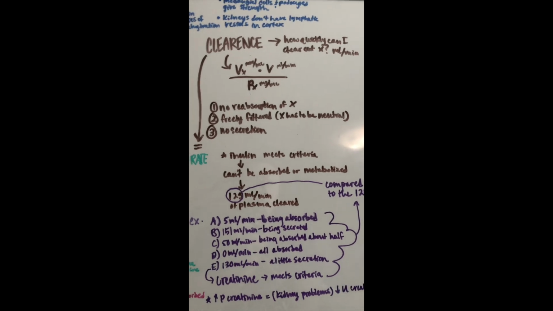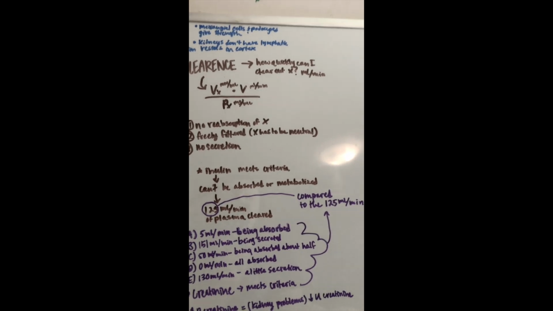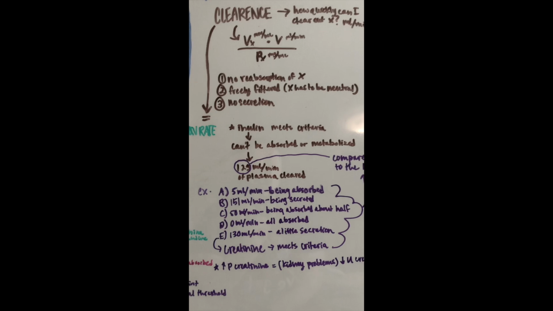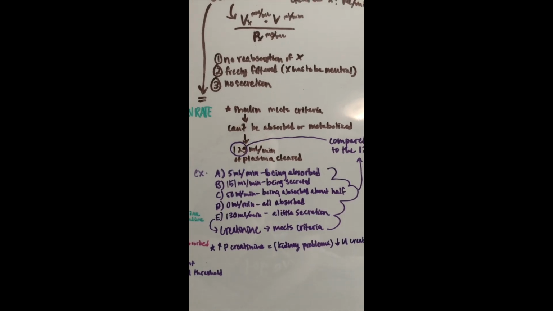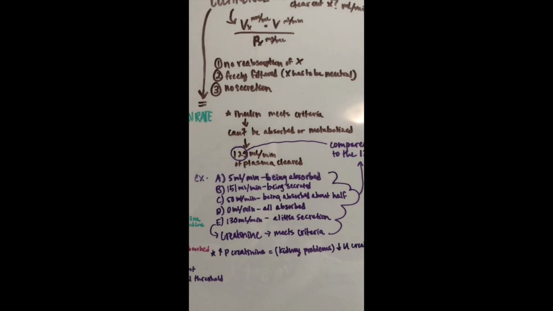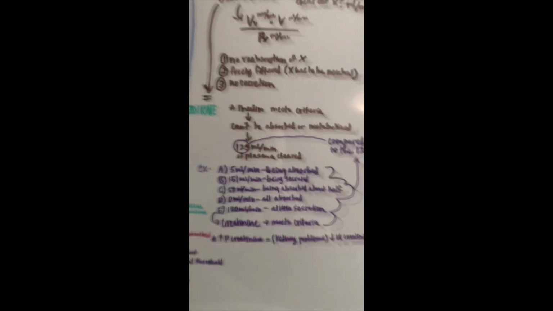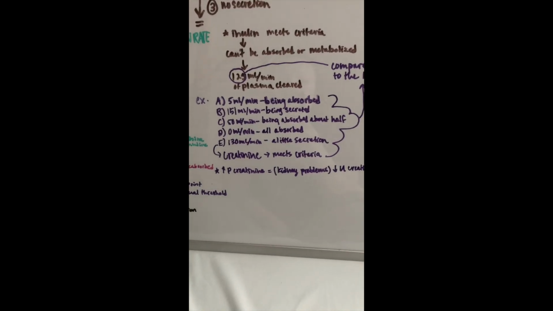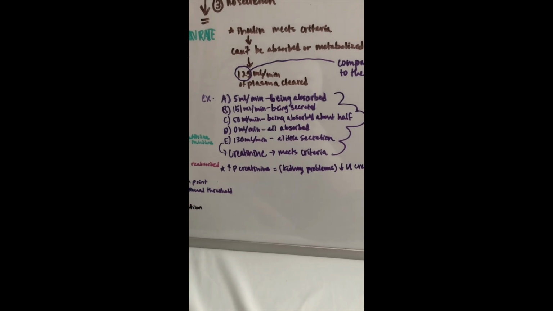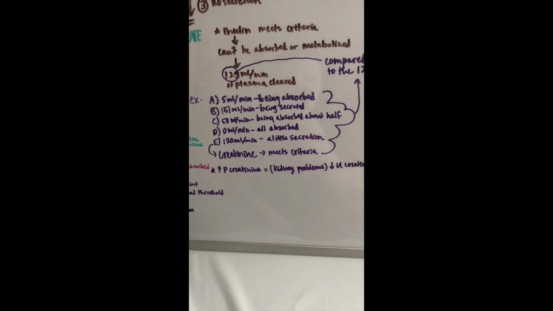Inulin meets this criteria, and it can't be absorbed or metabolized. And the rate that we have for that is 125 milliliters per minute of plasma cleared. And this is a really important number when you compare it to some of the things that can go wrong. So I have these examples of different values that we need to compare to that 125.